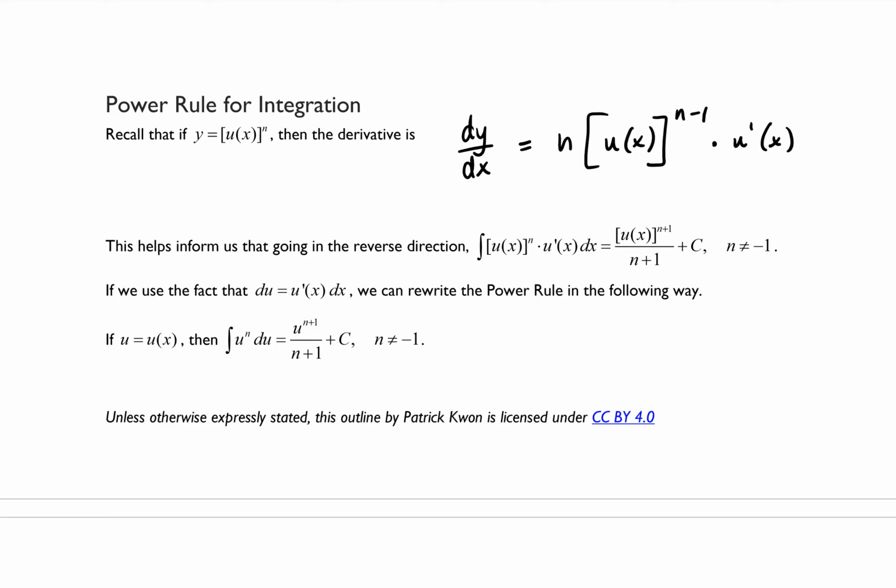If we use the fact that du is equal to u prime of x dx, we can rewrite the power rule in the following way. If u is equal to u of x, then the integral of u to the n du is equal to u to the n plus 1 over n plus 1 plus c, where n does not equal negative 1. Let's look at some examples of how we're going to utilize the power rule for integration.